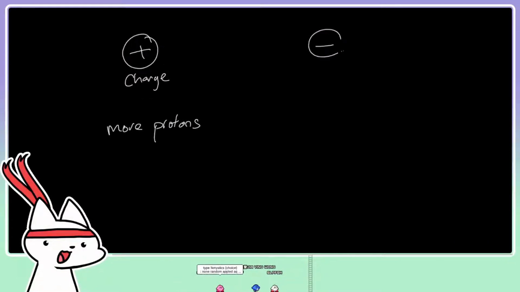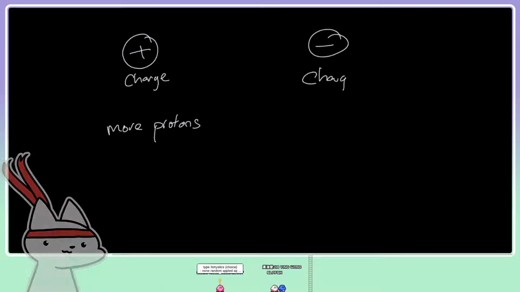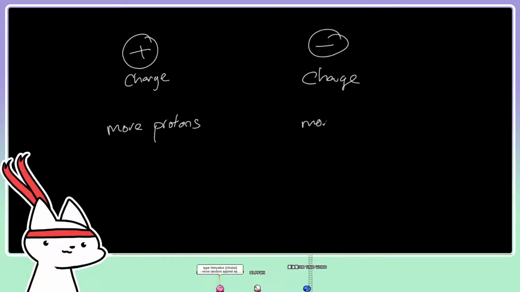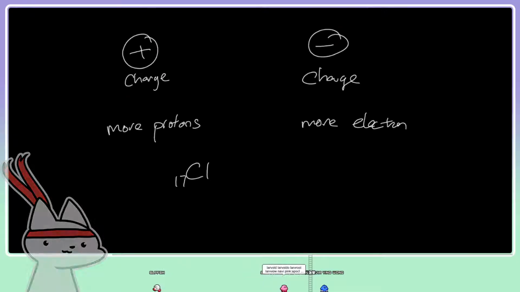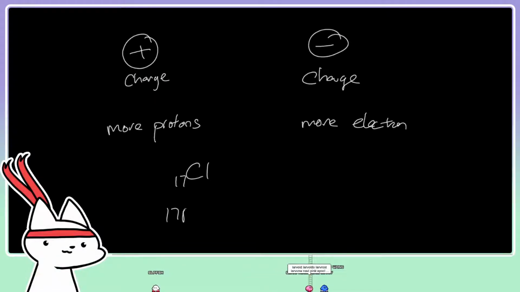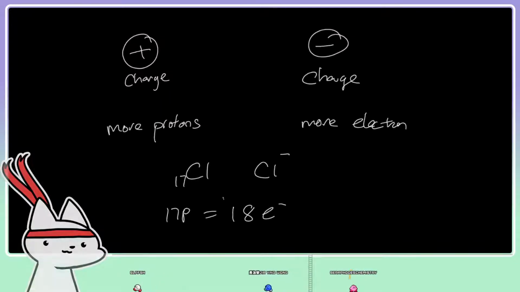When something is negatively charged, you can understand it will have more electrons. What do I mean? For example, chlorine has 17 protons. When it becomes Cl minus, it means that there should be more electrons. Rather than 17, it becomes 18.